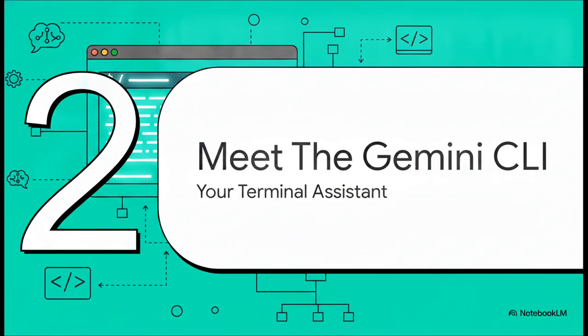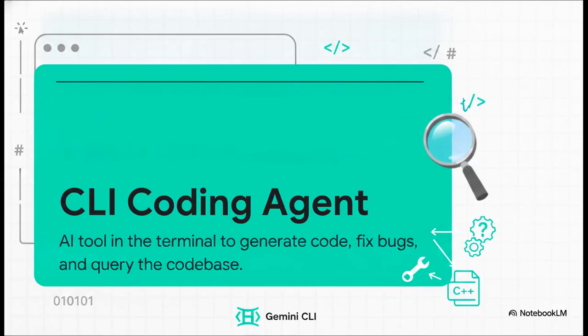Moving on to Section 2, meet the Gemini CLI, your terminal assistant. So you might be wondering, what is the specific tool that actually makes this structured, highly focused philosophy possible? Well, it's a CLI coding agent. By definition, this is an AI tool that brings coding assistance directly into your terminal environment. It lets you generate code, squash bugs, and ask deep technical questions without ever leaving your project folder, which means zero context switching for you.